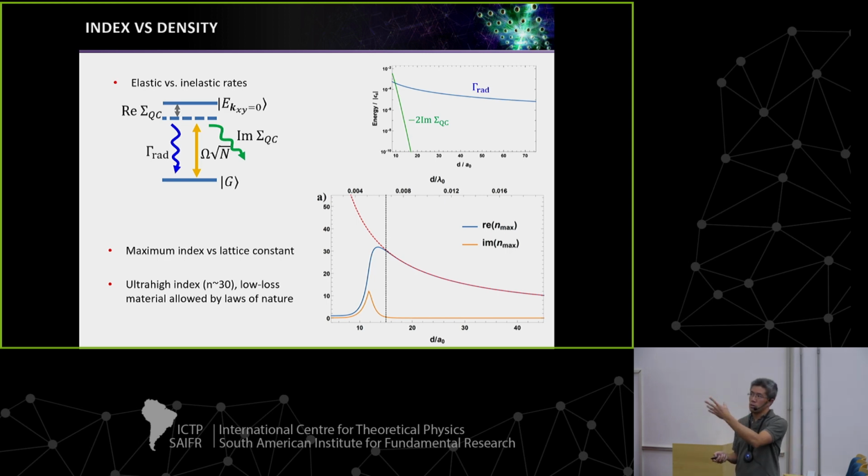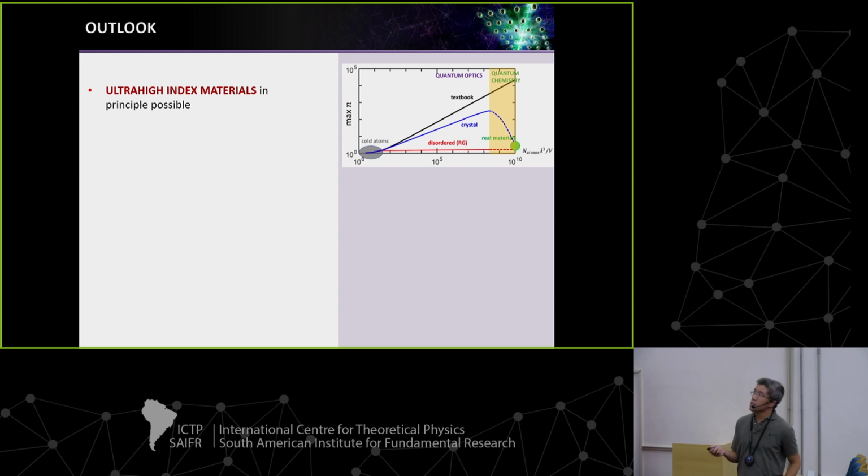So again, this is a very minimal model, but it starts to provide insights into why the refractive index of a real material, of a real crystal, is so small. It really seems to be coming from quantum chemistry itself. And maybe one of the punchlines is that, according to this minimal model, it does seem like an ultra-high index material with an index around 30 with low losses is allowed by the laws of nature. So again, ultra-high index materials seem to be possible in principle.